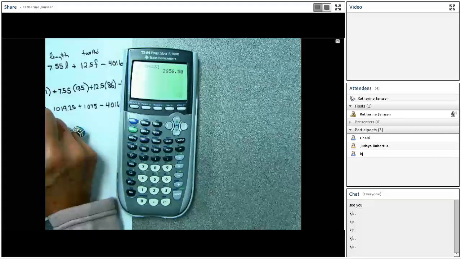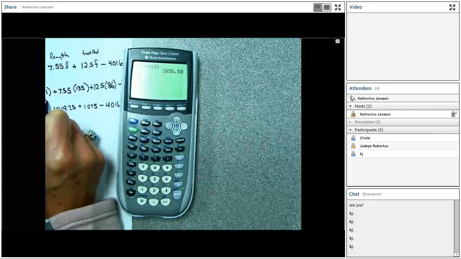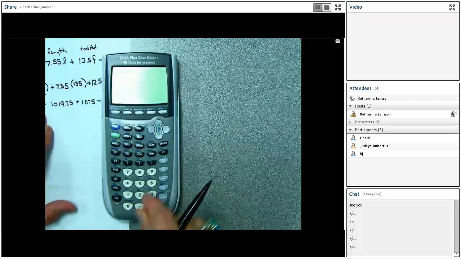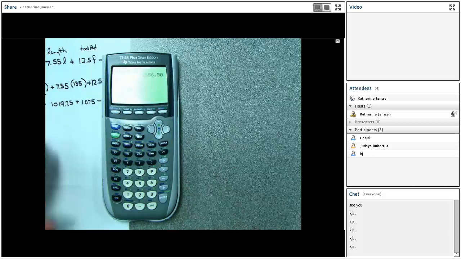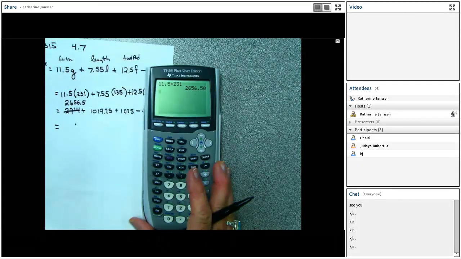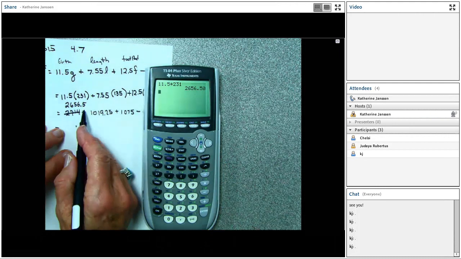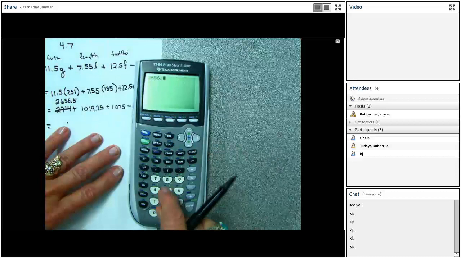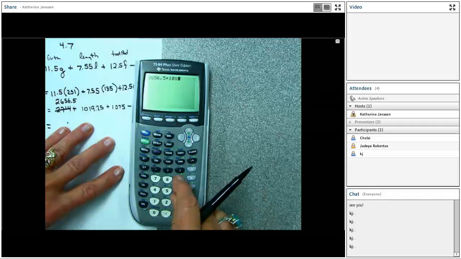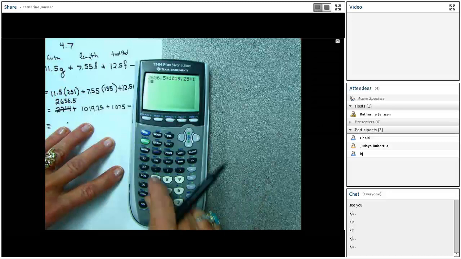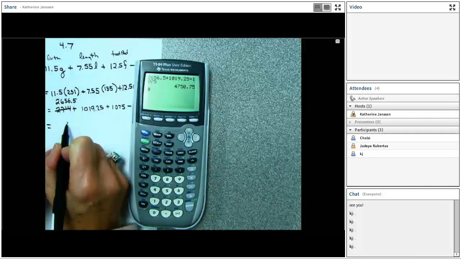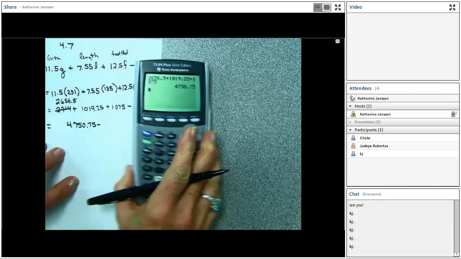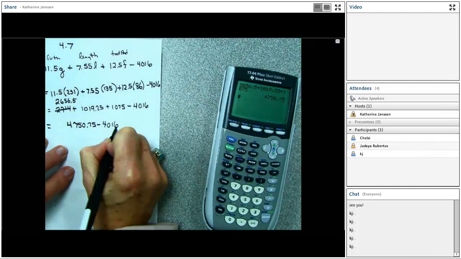I copied that down wrong from my calculator, I guess, or typed something wrong on my calculator. 11.5 times 231, I may have typed 236, is 2656.5. So now adding all my positive numbers, 2656.5 plus 1019.25 plus 1075, for my positive numbers, 4,750.75, and I still need to subtract 4016.